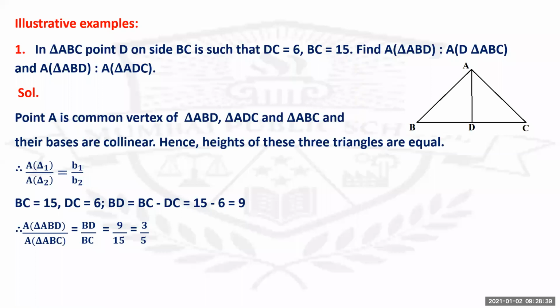Now we'll move to the second. In triangle ABD and triangle ADC, you'll get the ratio as BD upon DC. The values of BD and DC are both known to you. Just substitute those values: 9 upon 6. The answer is 3 upon 2.